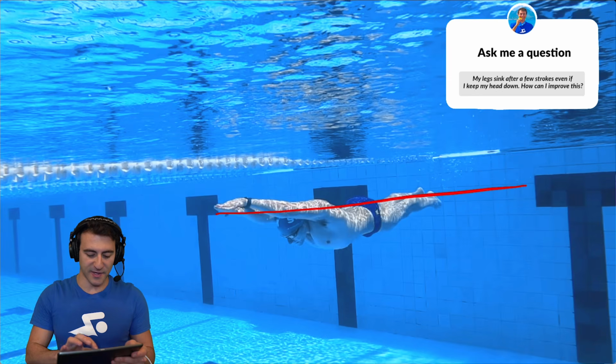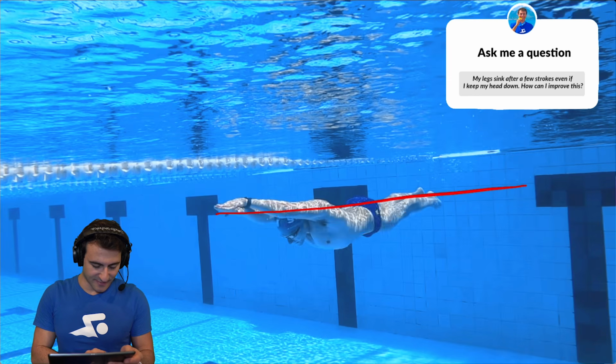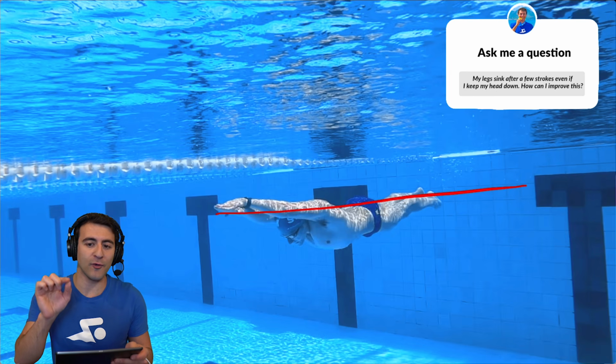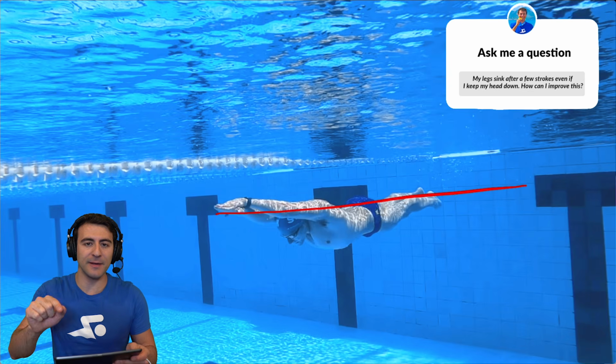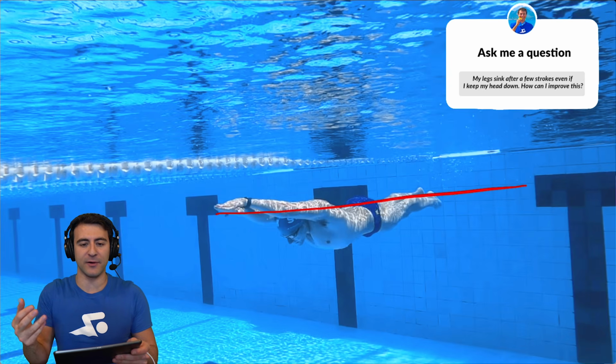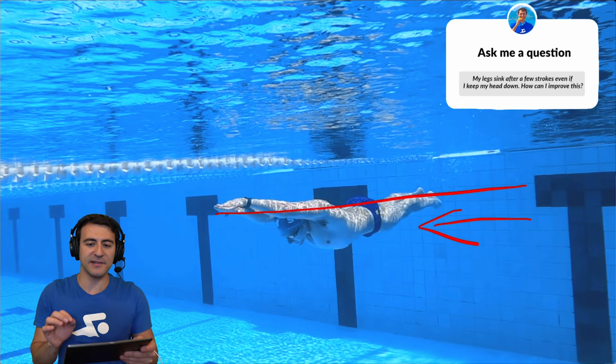This is a solid streamline. You can actually see I have a little bit of an arch, like a smiley face. It's not that severe, but definitely room to improve. So what you want to do is train your body to swim in this position, because this is the easiest thing to do if you're a beginner, right?